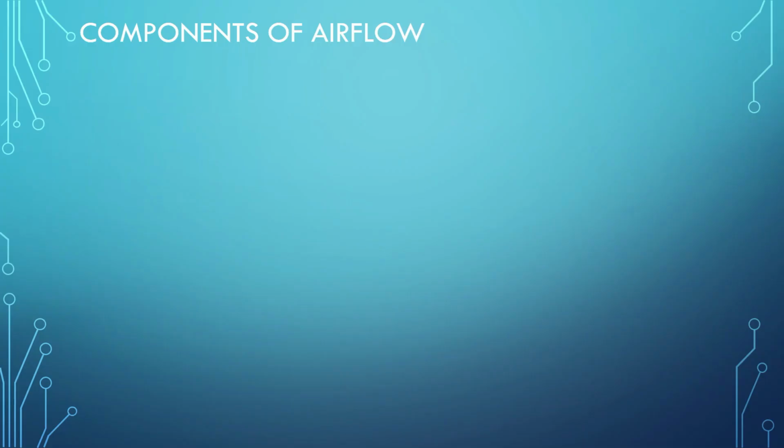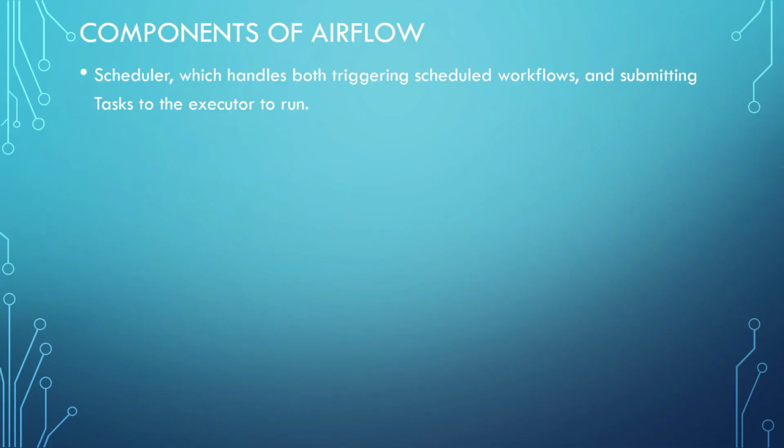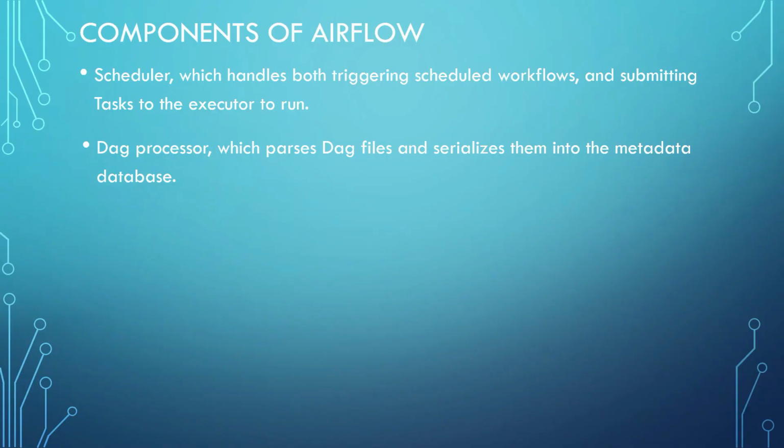Let us see the components of Airflow. The main part of Airflow is a scheduler. Scheduler handles both triggering the workflow and submitting tasks to the executor. The executor is responsible for running the tasks in the workflow. DAG processor parses the DAG file and populates them into a metadata database.